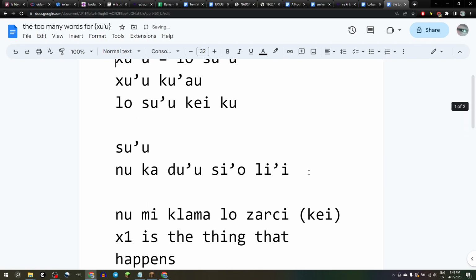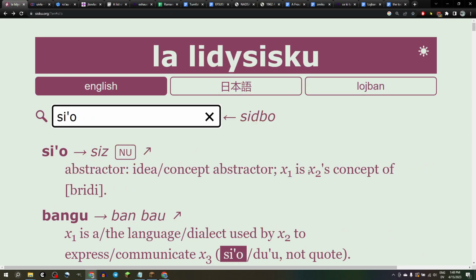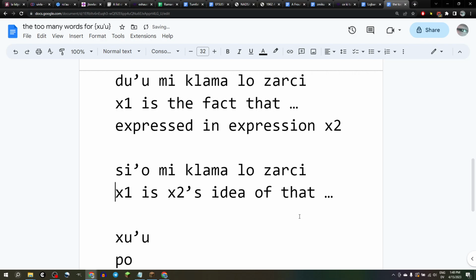But yeah, so all right, siho is someone's idea of something. It turns out you can have the idea of going to the market, and siho will give you 3 places, I believe, right? No, just 2. Siho x1 is x2's concept of. So with siho miklamalo zarshi, x1 is x2's idea of that going to the market. So this is someone's idea of going to the market. And if you use it in a sentence, you can say whose idea it is.